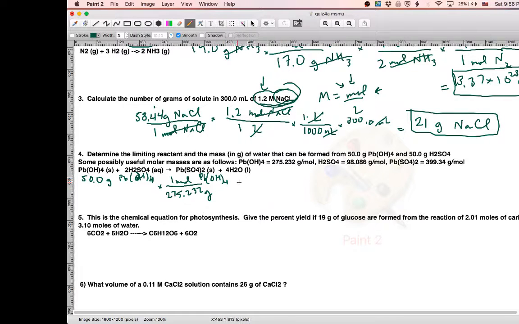Lead. Nasty stuff, really. So the grams of PbOH4 cancel. Woo! Right now, the moles. I'm looking for water here, so there's one PbOH4 for four waters. There's one mole of PbOH4 for four moles of water.